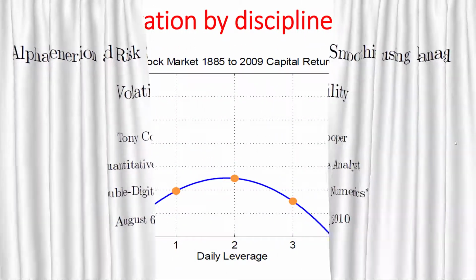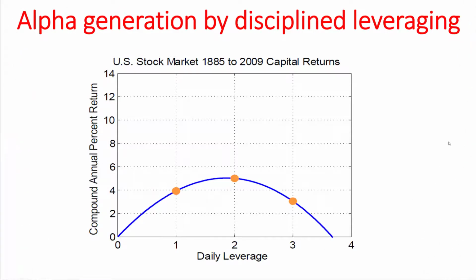This is a key chart. It is taken from Tony Cooper's article as just mentioned. This chart shows the test results of the above idea with more than 100 years' worth of daily U.S. stock index prices. The horizontal axis shows the leverage used and the vertical axis shows the compound annual percentage return. The orange circles show the popular leverage rates of 1, 2, 3. They are popular because these are the ETF funds that you can easily trade.